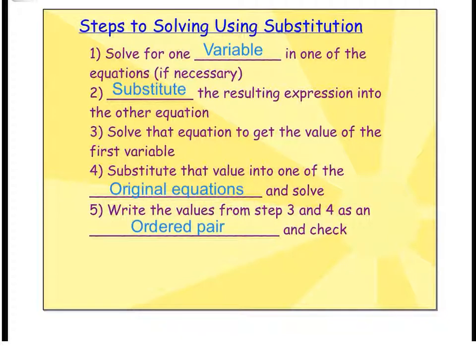Step 2 says substitute the resulting expression into the other equation. Step 3 says solve that equation to get the value of the first variable. So after step 3 you should have solved for x or y, so you should know what it is. Step 4 says substitute that value into one of your original equations and then solve. So after step 4 you should have both your x and your y. So step 5 is just to write the values from step 3 and 4 as an ordered pair and check.